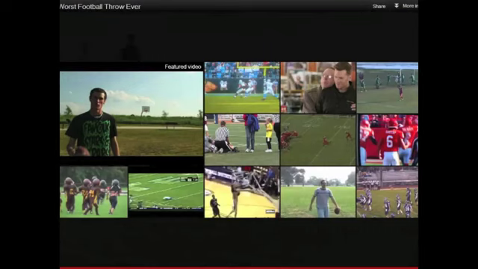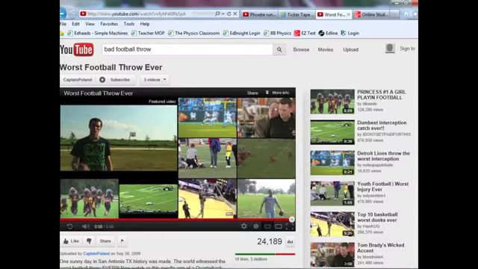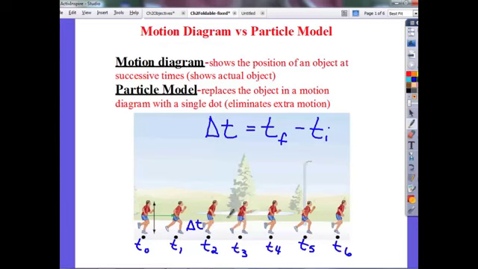We would have to analyze the end over end motion of the football, and that complicates the situation. So we reduce everything to a single particle. And when we look at that particle model, we can discuss the object's motion.